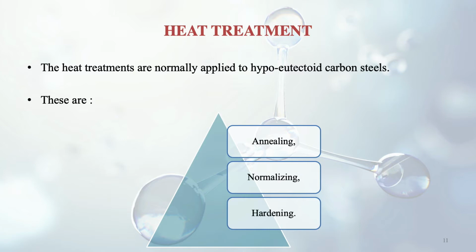While discussing heat treatment, we should also know that it is normally applied to hypoeutectoid carbon steels. Like we have discussed earlier, the word hypo is used for something which is lesser. So hypoeutectoid means that the carbon percentage is lesser than 0.8%, because 0.8% is the eutectoid carbon steel. The heat treatment processes are basically named annealing, normalizing and hardening. We will be discussing them here.